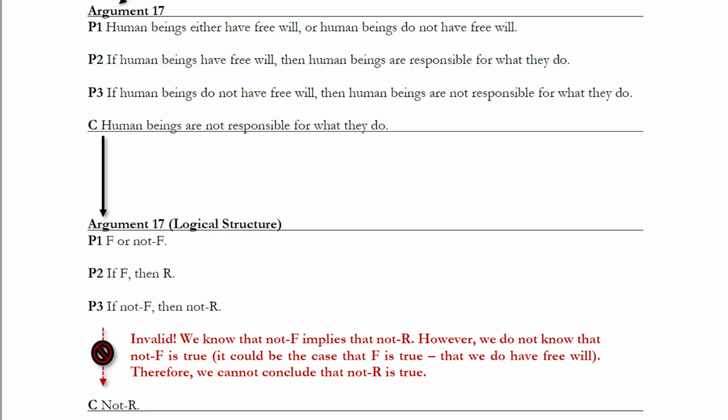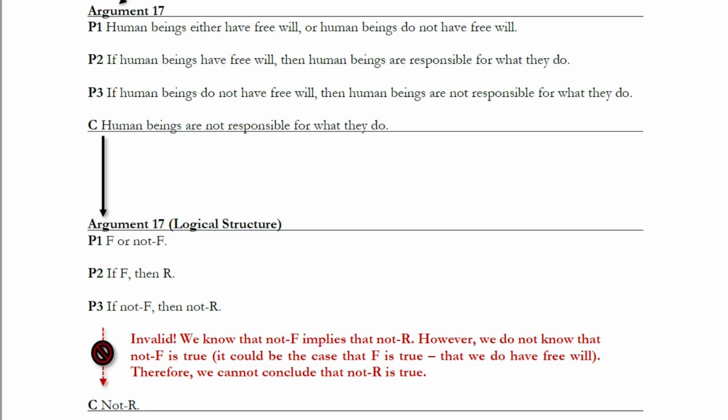Now, the argument attempts to draw the conclusion that human beings are not responsible for what they do. And it is true that this is one of the possible consequences from the options we have been presented. Specifically, it is the consequence of human beings not having free will. However, the premises do not establish that, in fact, human beings lack free will. This is just presented as one possible option.